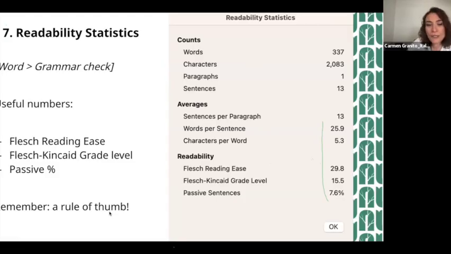Now, of course, this is a rule of thumb. This is not chemistry, this is not physics, but it gives you some idea of more or less if you are doing a good job or not with your writing. So Cinzia, what was your experience with the readability statistics, if you would like to share?